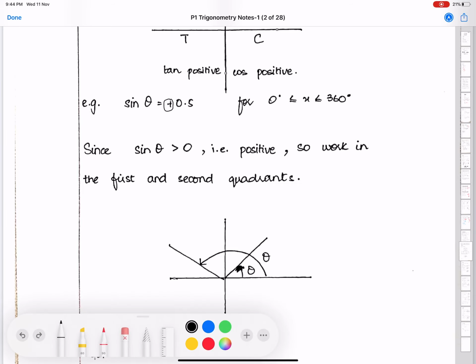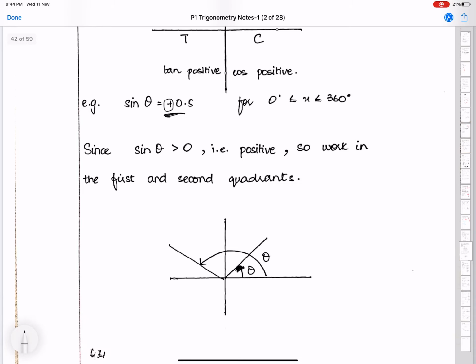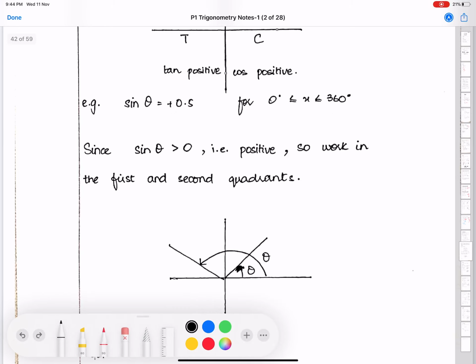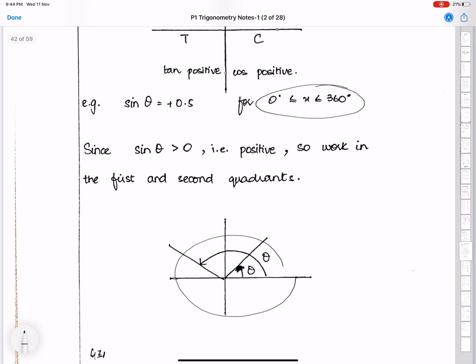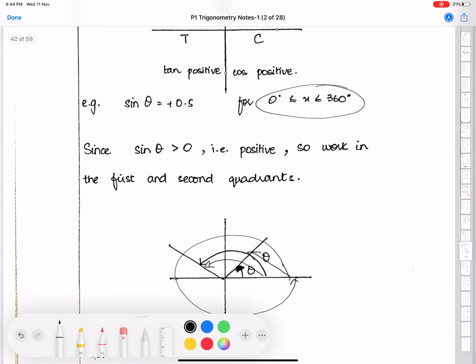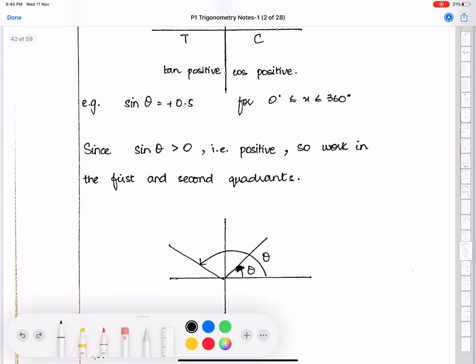So this numerical value, this positive value, will tell you the quadrants, and this will tell you the limit of the quadrants. Sine is positive in first and second, and this means you can work in all four quadrants. But since sine is positive, you need to work only in the first and second quadrant, and this is the range of x. In fact this is x, so this must be x, not theta.